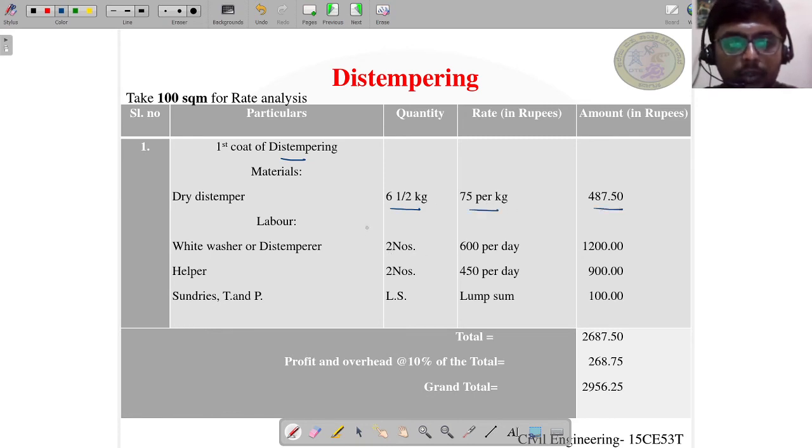Also to carry out this 100 square meter, we need two numbers of whitewasher or distemperer, and two numbers of helper, and also extras and tools and plants as well. We take it as lump sum. So the total for the first coat works out to be 2,687. By giving 10% for the contractor, we get a grand total of 2,956.25 rupees for the first coat.